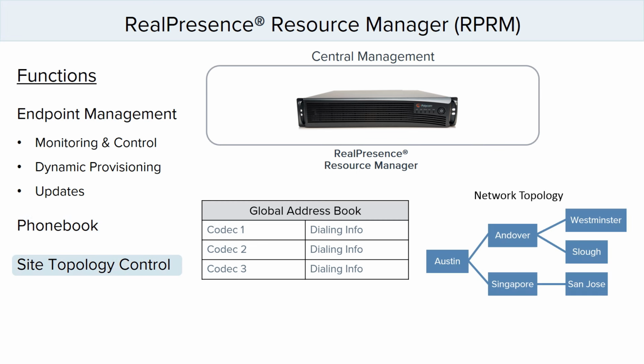Finally, the API-integrated DMA helps make call routing decisions based on the site topology configured within the system. The DMA's network topology is directly controlled by the RPRM.